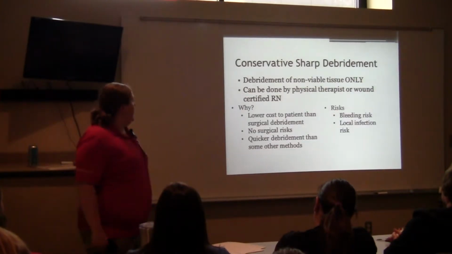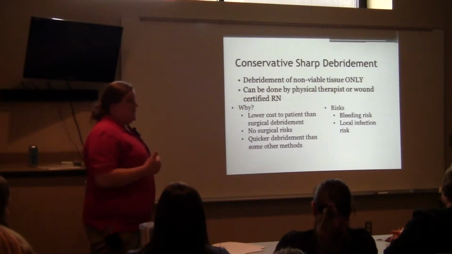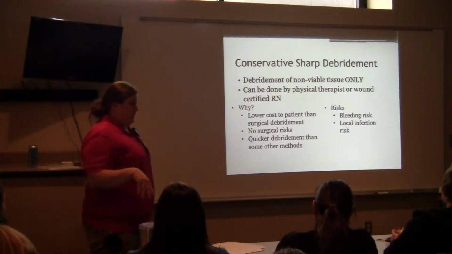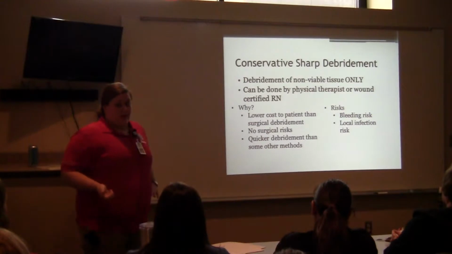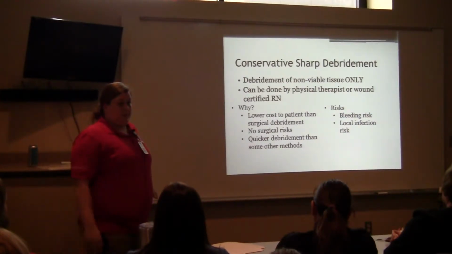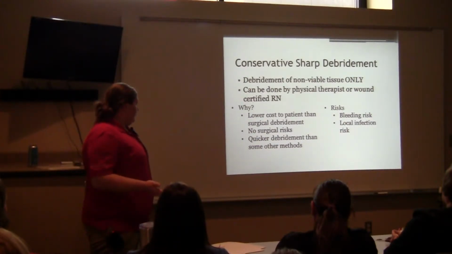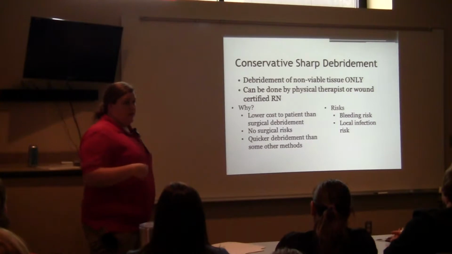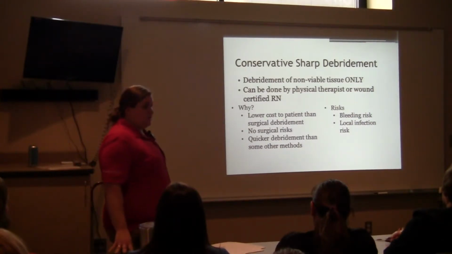Then there is conservative sharp debridement. So this is something that I can do, or a certified wound nurse. It is debridement of non-viable tissue. So I can go in and selectively debride slough or eschar out of a wound without getting into any healthy tissue, and that can be done without anesthesia. It can be done locally in the office, and it can be done by somebody on staff, and it's not very costly, so that's kind of nice for the patient and nice for us.